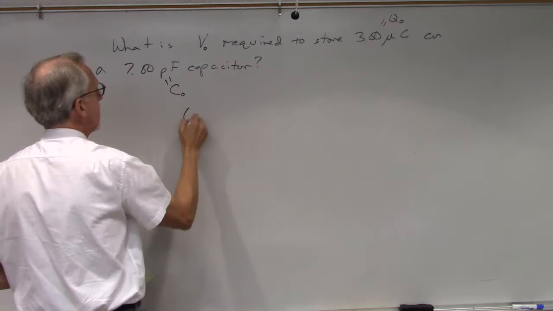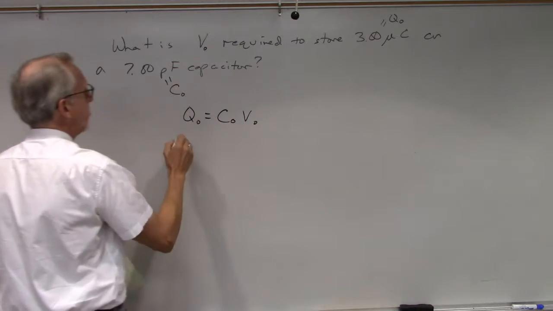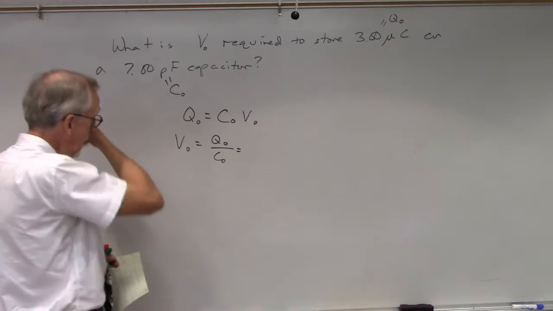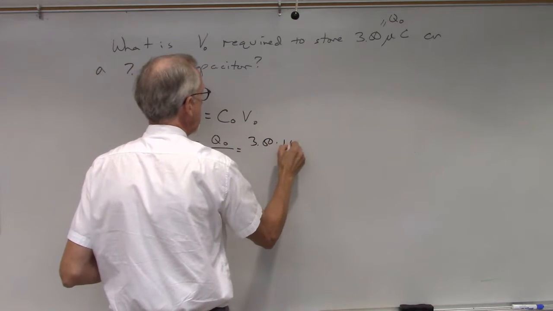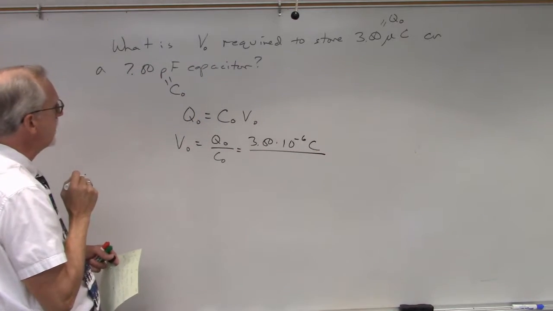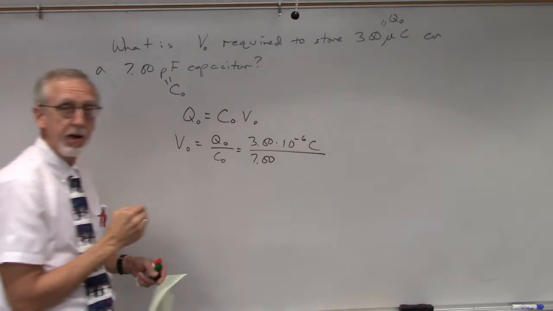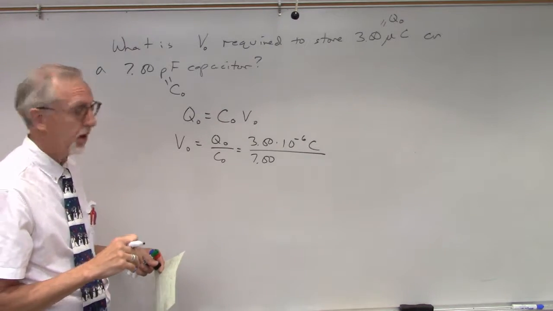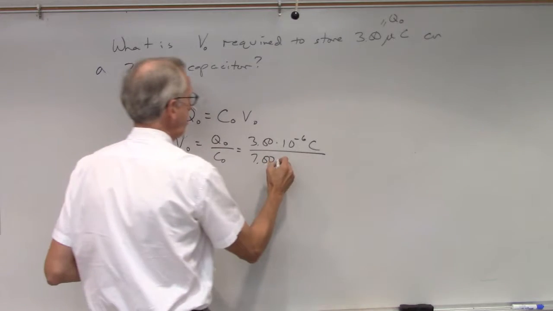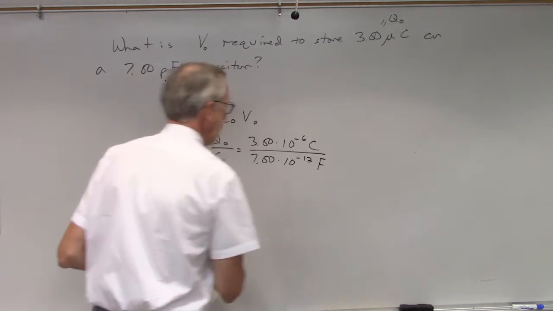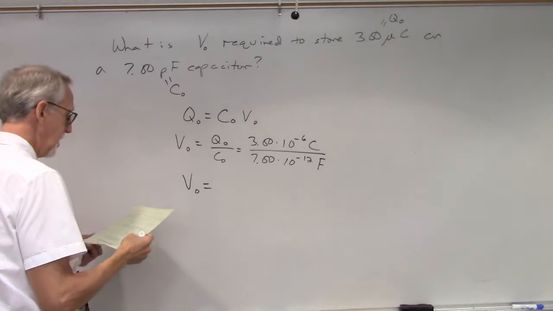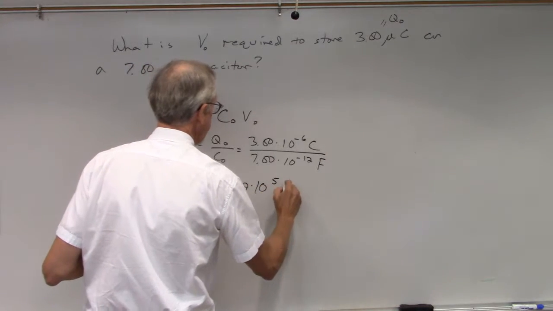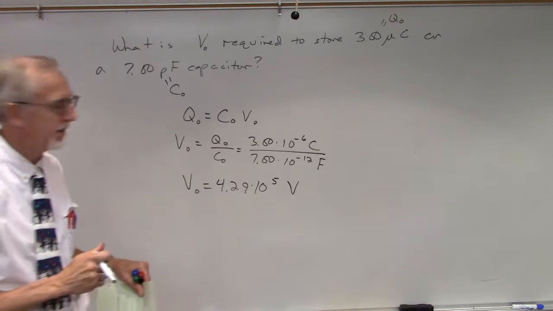What's the relationship here? We know Q naught equals C naught V naught. So V naught is equal to Q naught divided by C naught, or let's put all these in standard SI form. We've got 3 times 10 to the minus 6 coulombs, divided by C naught, 7 picofarads. Now, pico, remember, is not one of the prefixes that I expect you to memorize, the ones that I told you about in the beginning of the semester. Pico is 10 to the minus 12 farads, so we divide that out, and what do we find? V naught is equal to 4.29 times 10 to the 5th volts. Okay, that's a lot of volts. That's a very high voltage.